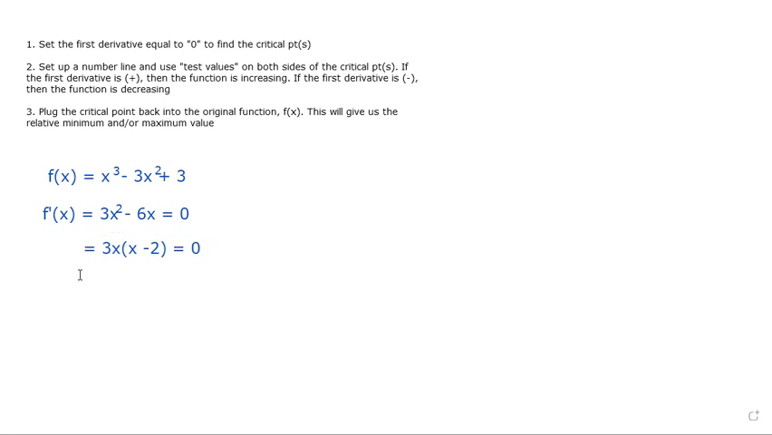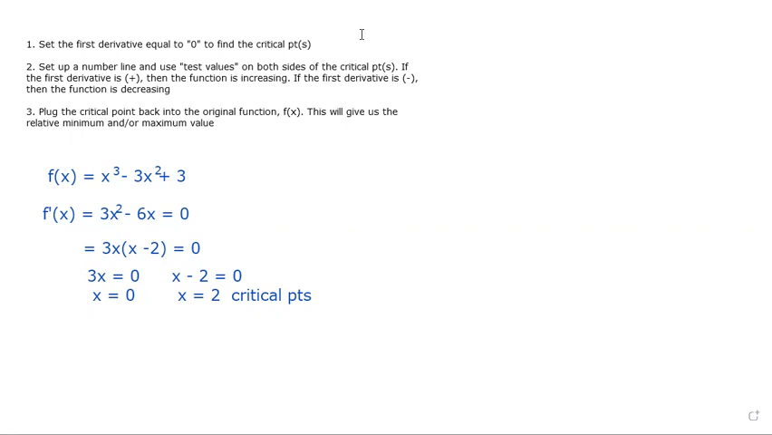Now we set both factors equal to 0. So if 3x is equal to 0, then x is equal to 0. And if x minus 2 is equal to 0, of course, we add 2 to both sides, and x is equal to 2. So these are our critical points. These are the most important parts of this function, because they guide us and tell us what we need to do and shape that graph.